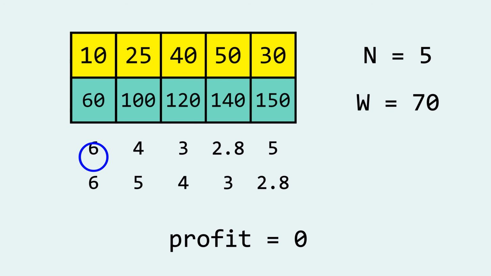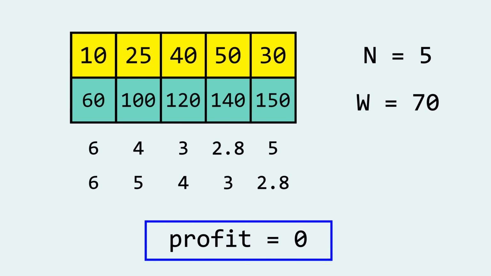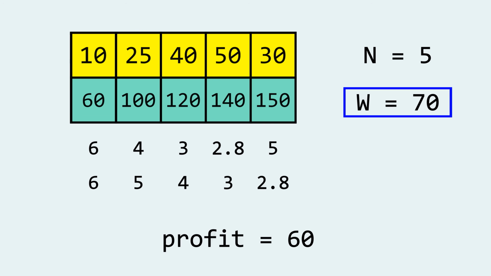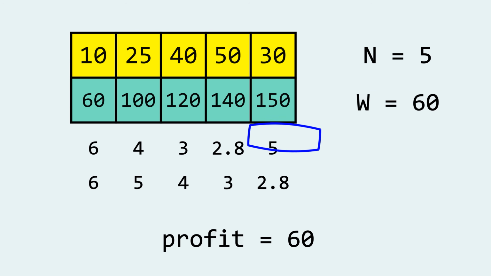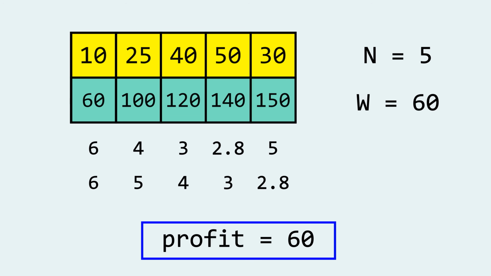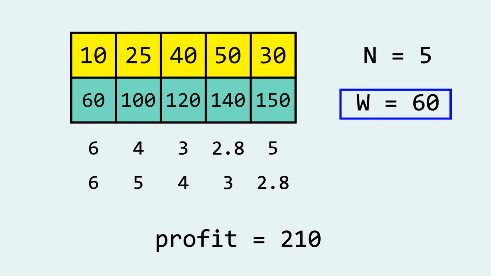So the first item in our sorted list has a ratio of 6, which corresponds to an item with a weight of 10 and a profit of 60. So we add this item to the bag, increase the total profit by 60 and reduce the remaining capacity by 10. Now let's move to the next item. Here we have an item with a ratio of 5, and the item corresponding to this ratio has a weight of 30 and a profit of 150. So we add 150 to our total profit and subtract 30 from the remaining capacity.